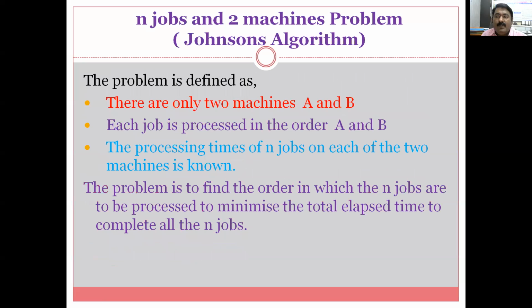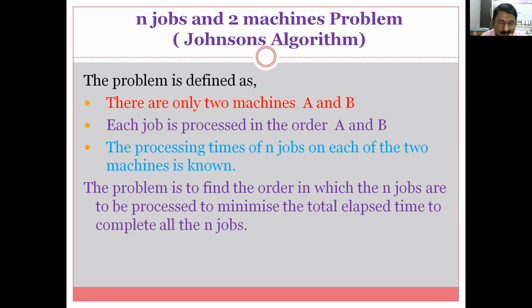Okay, so Johnson's algorithm is for the n jobs and 2 machines problem. Category number 1: n jobs and 2 machines. Many jobs are there, and machine A and machine B, or M1, M2, whatever. There are only 2 machines, A and B. Each job is processed in the order A and B.